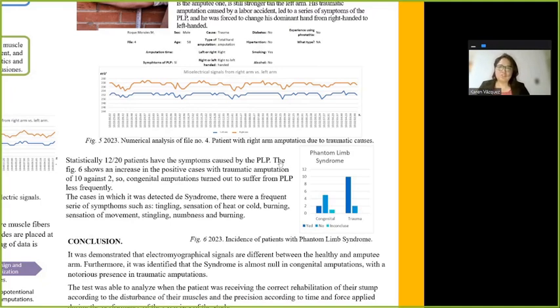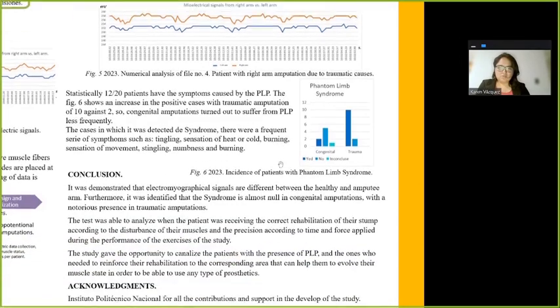Statistically, 12 of 20 patients have the symptoms caused by the PLP, and it's an increase of the positive cases with traumatic amputation. In the cases in which the syndrome was detected, there was a frequency of symptoms such as tingling, sensation of heat or cold, burning, sensation of movement, numbness, and burning.